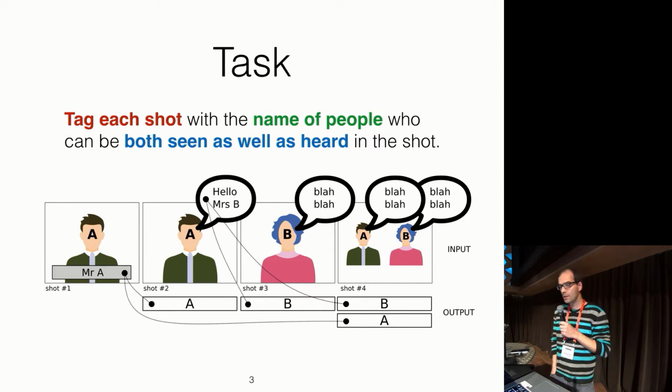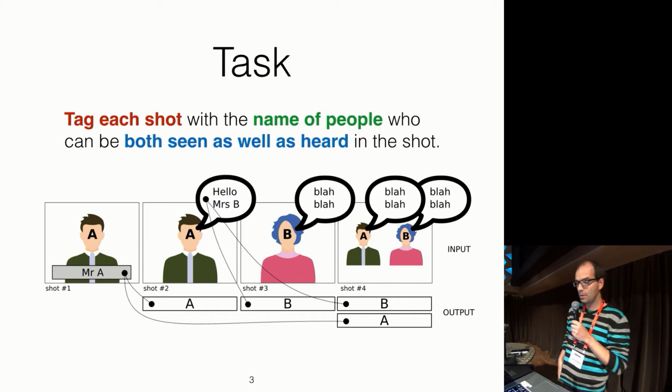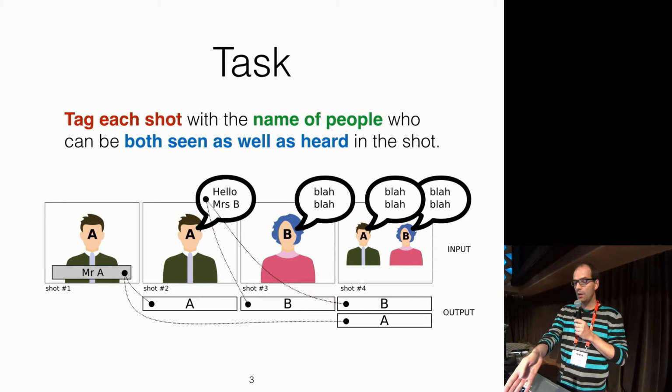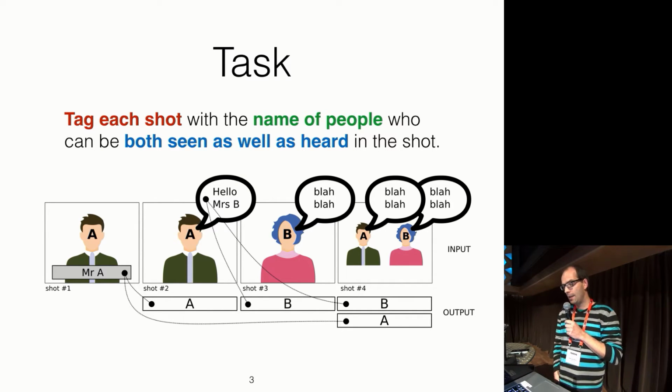So the task was defined like that. For each shot in a collection of videos, you had to provide the names of the people who can be both seen as well as heard in the shot. In this example, in the first shot, you were not supposed to return A, because person A is not actually talking, only his face is visible. So the expected output was person A for shot 2, person B for shot 3, and persons A and B for shot 4, because both of them are speaking and appearing at the same time.